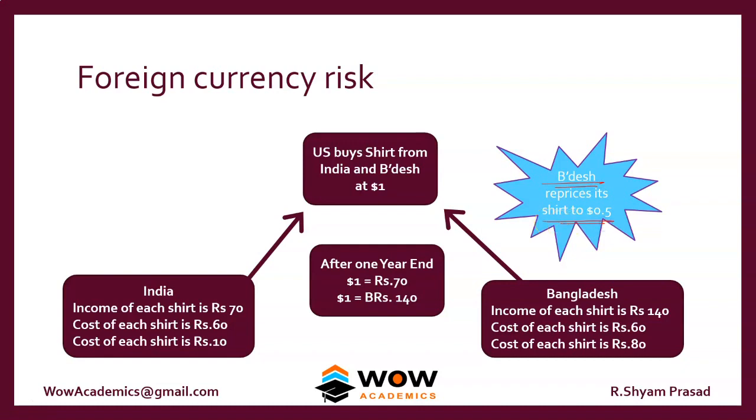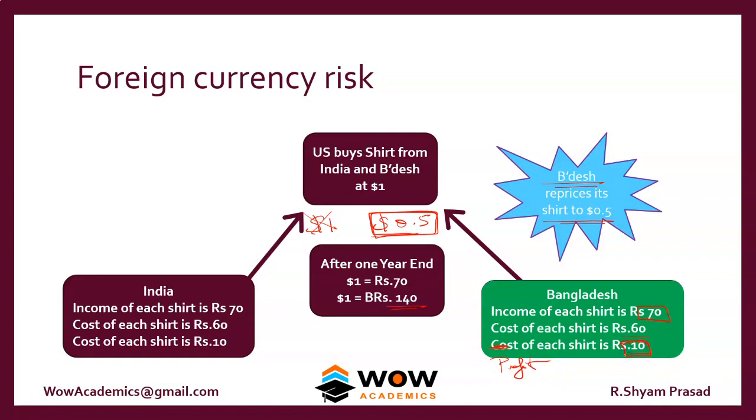So what would happen here is the situation and dynamics keep changing. If they price at 0.5, India cannot price at 0.5, so India will always price at 1. At which rate will the US buy? The US will feel that this rate is much more favorable, and they will stop buying from the Indian company. So for the Bangladesh company, for every half a dollar they sell, at 140 rupees, they will effectively get 70 rupees. The cost of manufacturing is 60 rupees, and the profit per shirt will be 10 rupees.